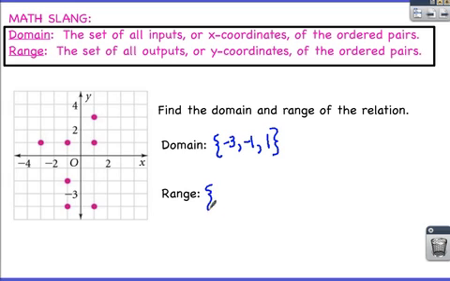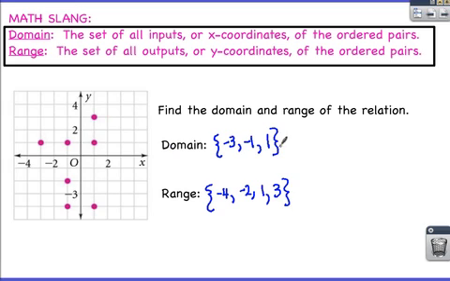Now to do our range, we create our brace, and then we go from least to greatest again. This time, since the range is the set of y-coordinates, we're going to look along our y-axis, and to move from least to greatest, we have to start from the bottom of our grid and work our way up. So at the very bottom, we have 2 points with a y-coordinate of -4, so we write that down once. Moving upward, we have 1 point with a y-coordinate of -2. Then we have 3 points that have a y-coordinate of 1, so we write it down just one time. And then finally, we have a point with a y-coordinate of 3.